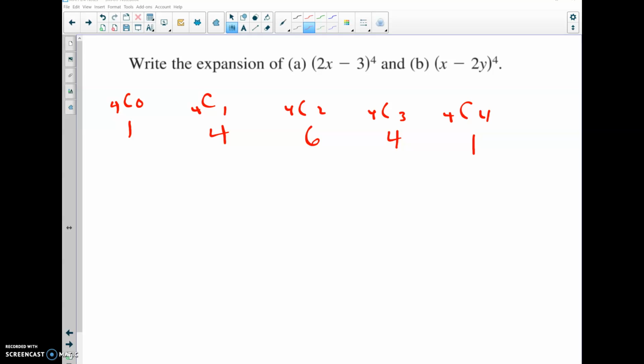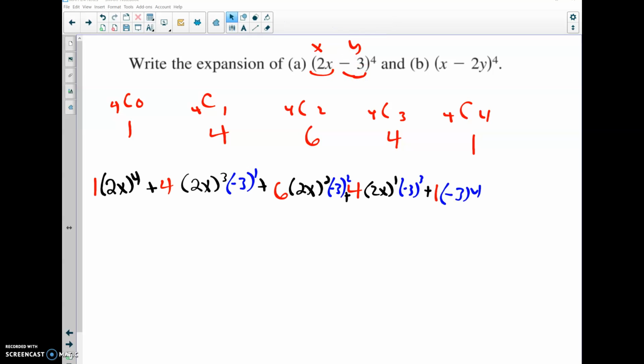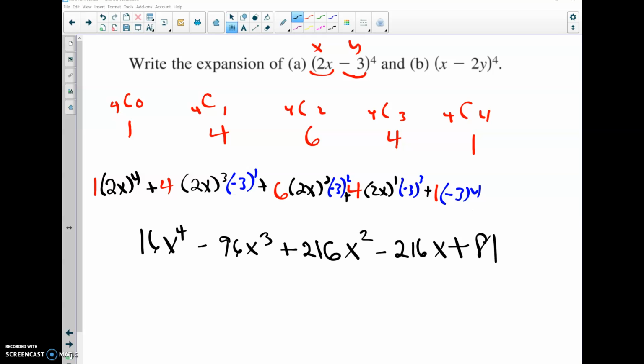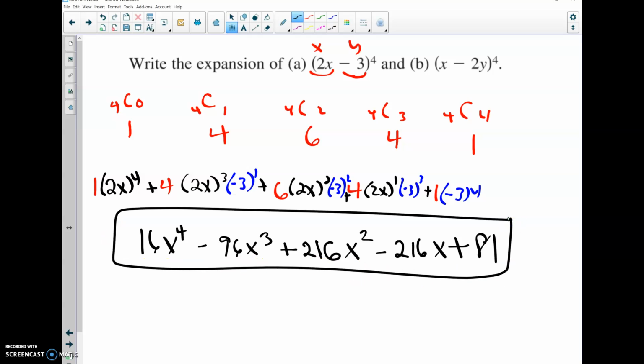And now we are going to add in the powers of our x and our y, our x being 2x and our y in our formula being negative 3. Plugging that all in, for our x, the exponents are 4, 3, 2, 1, none, and then for -3, none, to the first, to the second, to the third, to the fourth. So go ahead and pause and simplify all of this out, being careful of exponents and order of operations. Alright, so this is the simplified answer for 2x minus 3 to the fourth power.